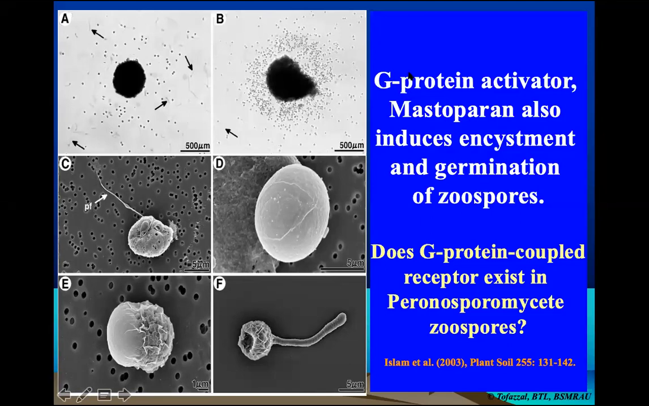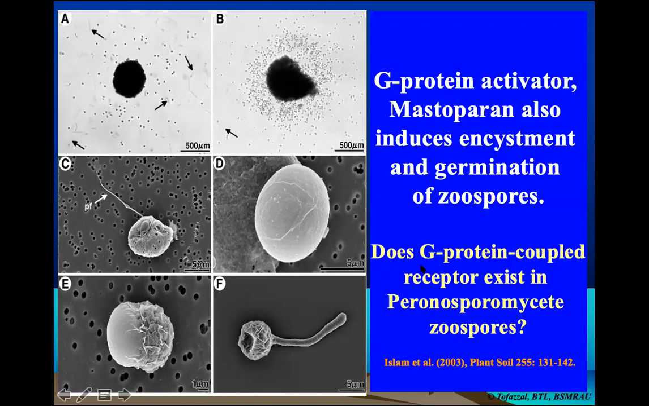Mastoparan is a tetradecapeptide produced by the wasp. Wasp venom contains mastoparan, which is very expensive. It contains 14 amino acids, and it can also trigger encystment of zoospores. It has already been known that it is a G protein activator, and G protein coupled receptors are very famous in cellular systems.